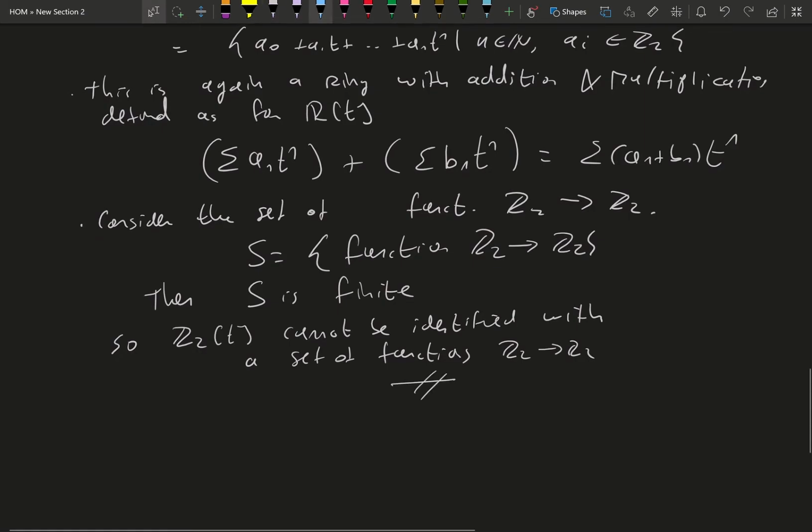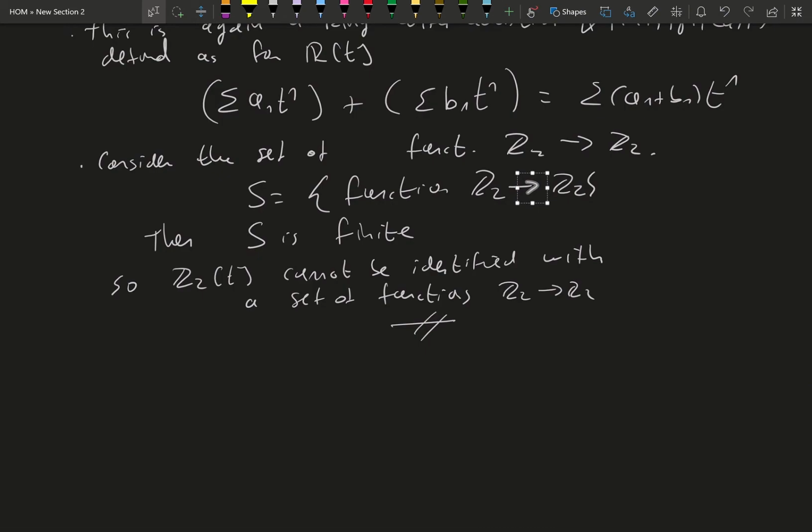So those are the examples that I want to give of rings. Now I want to talk about modules. So rings have a natural thing on which they act. So let's introduce that. Let R be a ring.